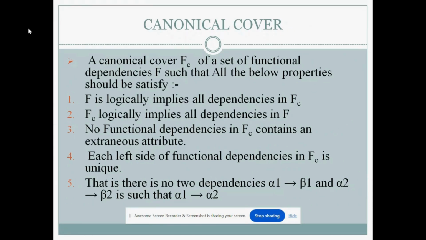The canonical cover FC of a set of functional dependencies F is such that all the below properties should be satisfied. F logically implies all dependencies in FC. FC logically implies all dependencies in F. No functional dependency in FC contains an extraneous attribute. Each left side of functional dependencies in FC is unique. That is, there are no two functional dependencies alpha 1 implies beta 1 and alpha 2 implies beta 2 such that alpha 1 equals alpha 2.